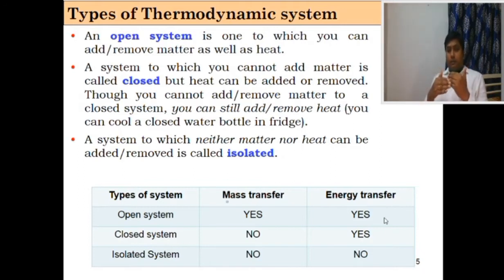So here mass transfer is taking place as well as energy transfer. Now what kind of system will we call a closed system? In a closed system we cannot have mass interaction, meaning we cannot add or remove mass. Mass is constant, but energy transfer can take place.